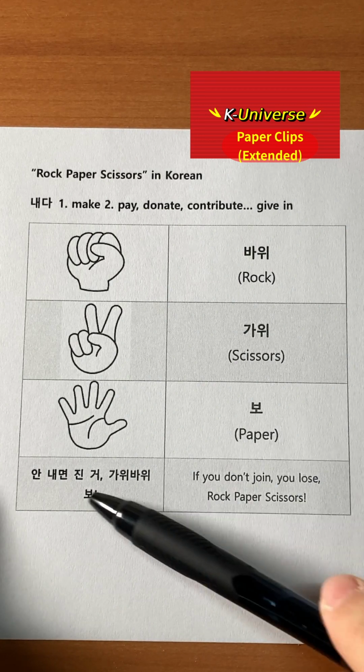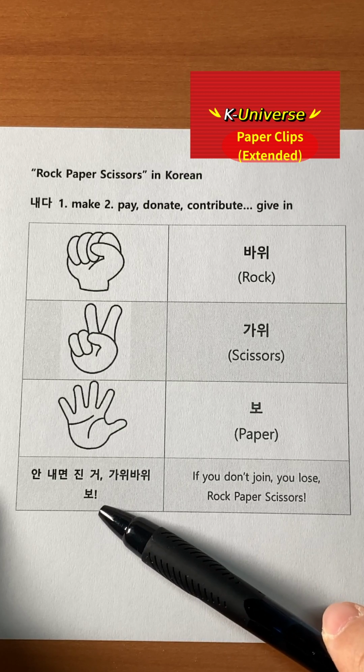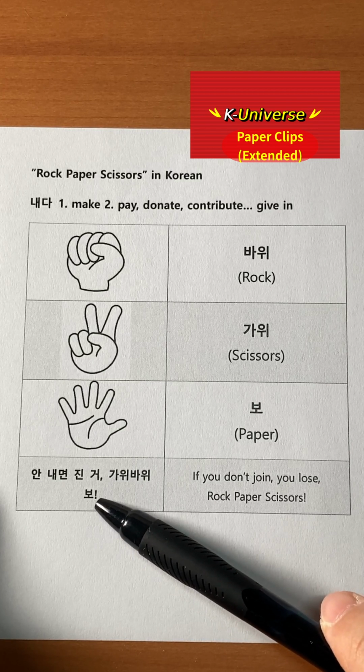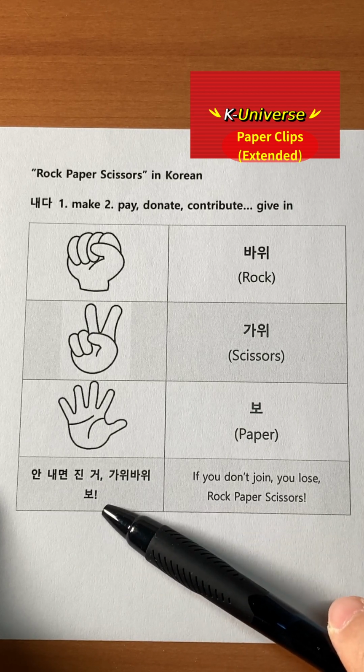Okay, so let's practice. 안 내면 진 거 가위바위보. Don't forget this rhythm and this melody. 안 내면 진 거 가위바위보. That's it for today.